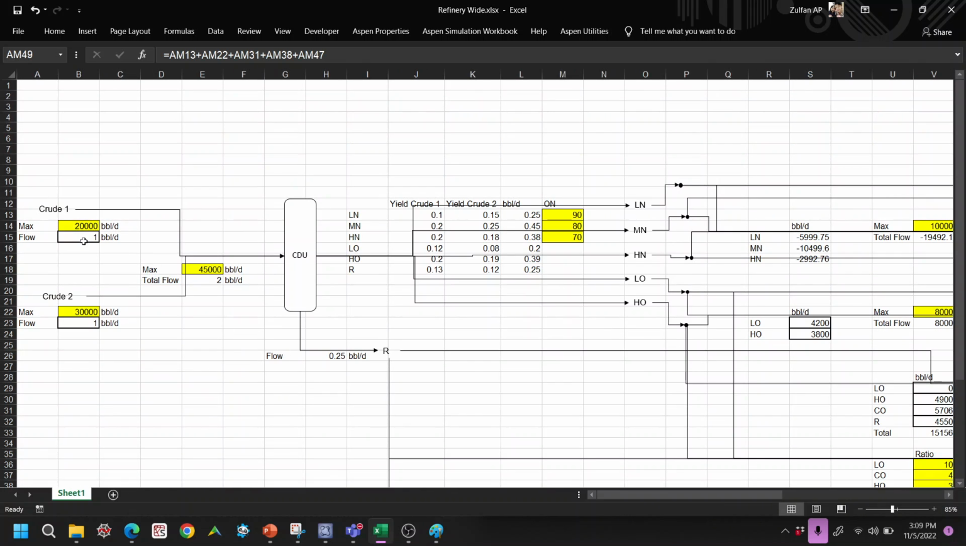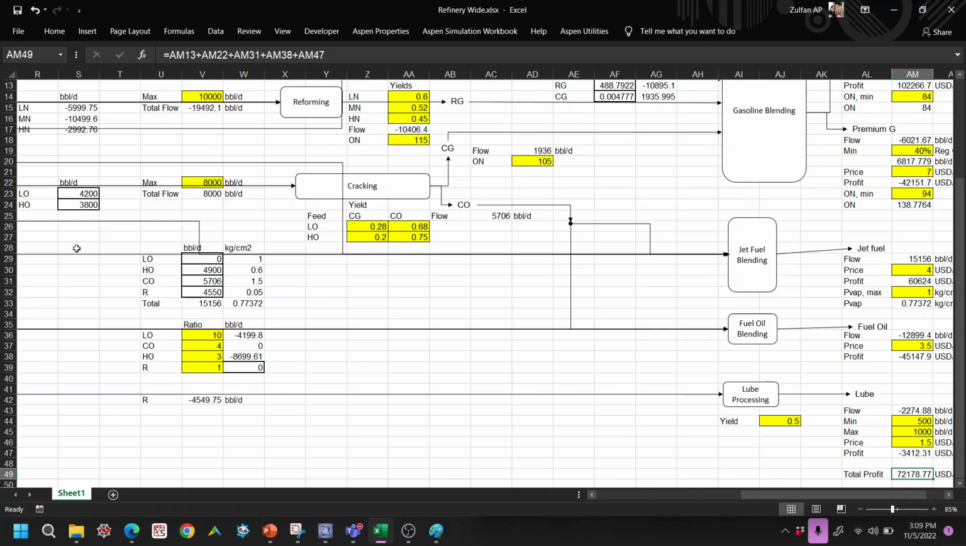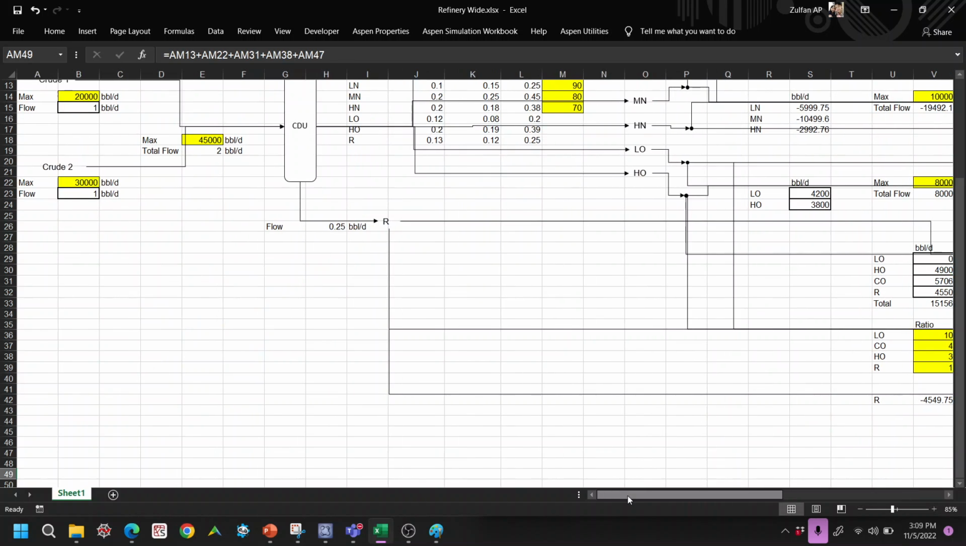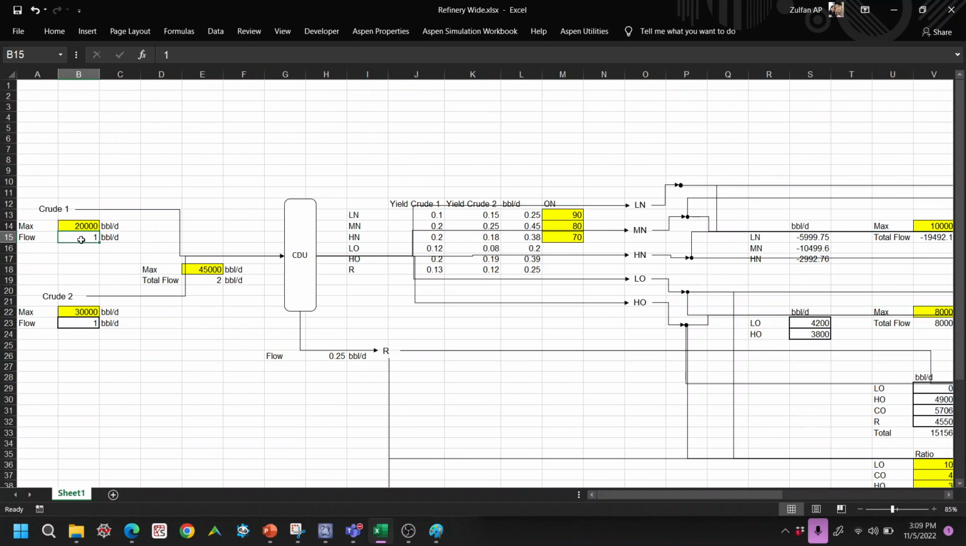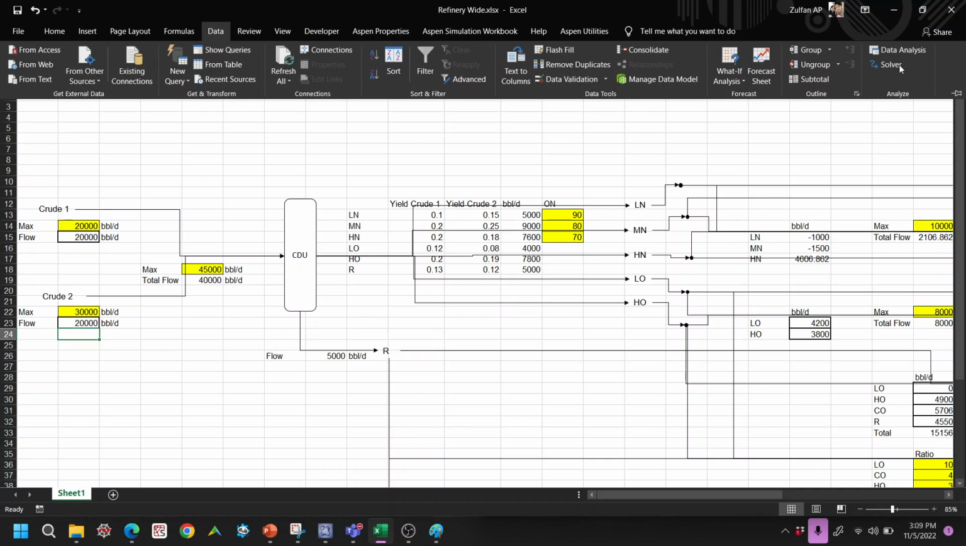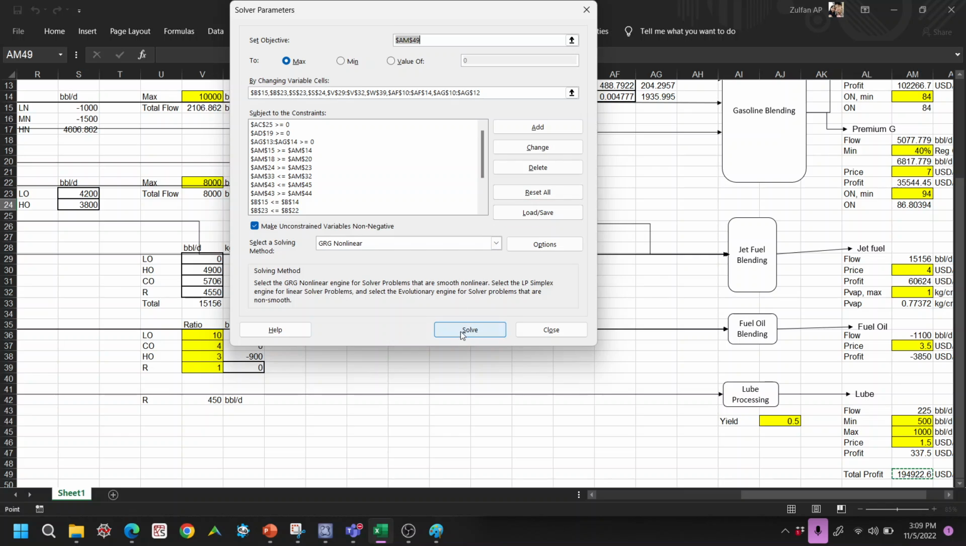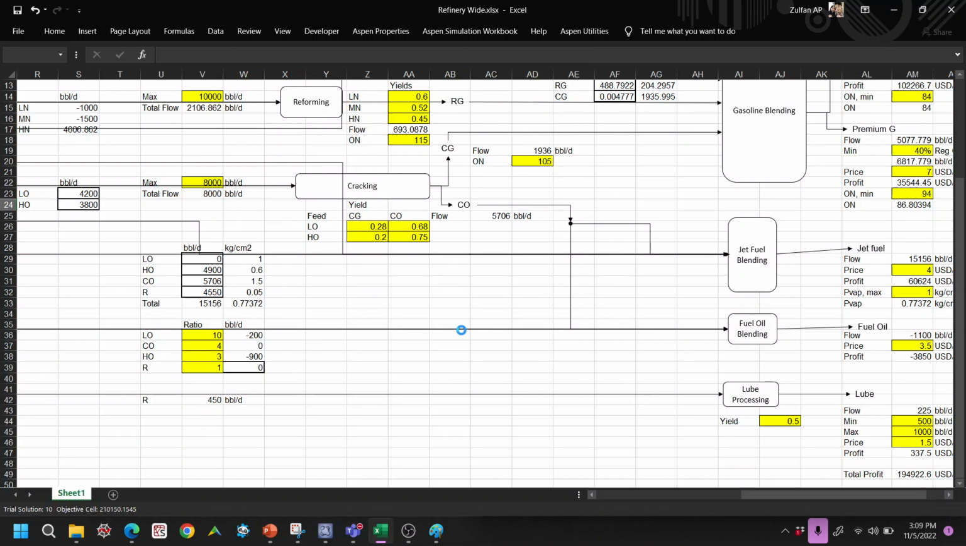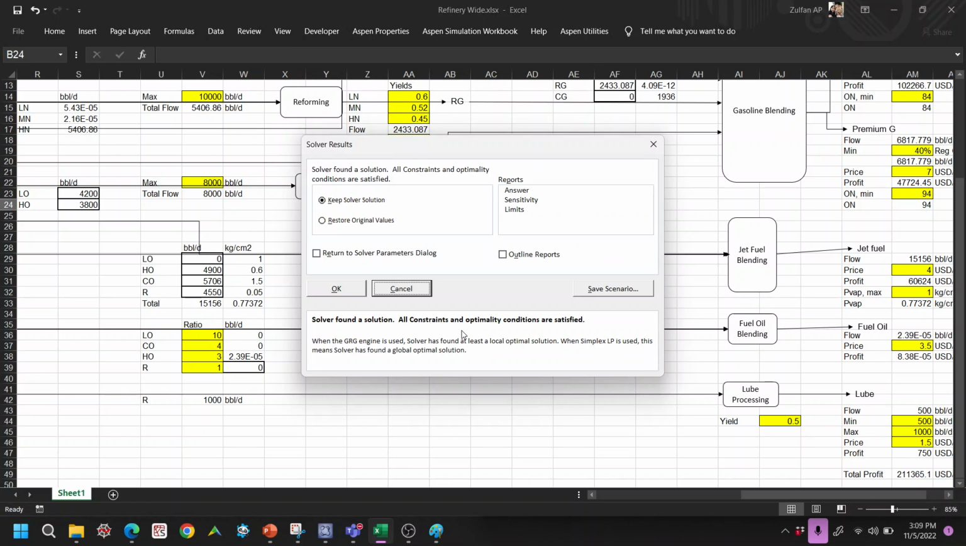So here, because this is non-linear, you have to put a good initial value. So 20,000, and there's also 20,000, and where's that stuff? Maximize it. Now you get the solutions, right?